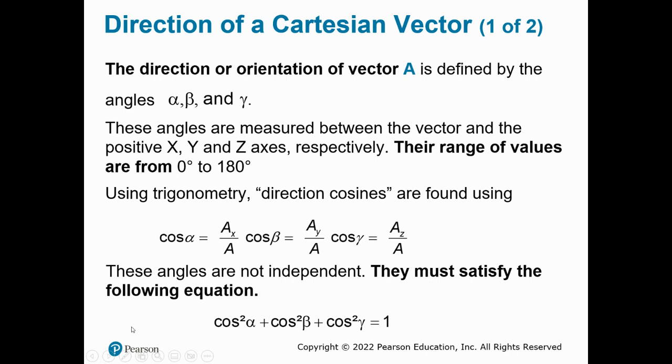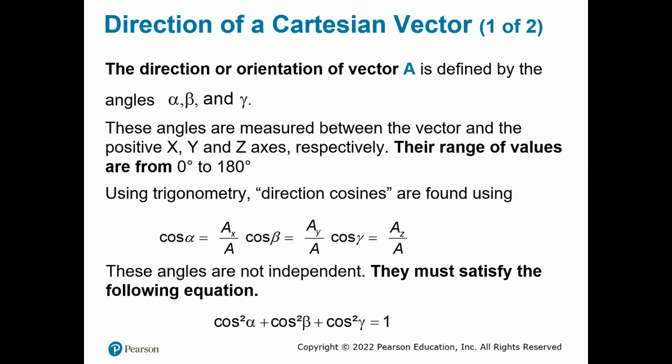The direction or orientation of the vector A is defined by the angles alpha, beta, and gamma. These angles are measured between the vector and the positive x, y, and z axis. One thing to remember is that the range of the values goes from 0 to 180 degrees. One more time: alpha is the angle between Ax and the original vector A. Beta is the angle between component Ay and the original vector A. And gamma is the angle between Az and the original vector A.